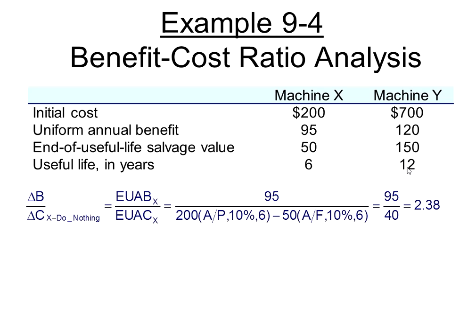So one way to do it is to look at the equivalent uniform annual benefit to cost. First we're going to compare machine X to do nothing. Why? Because machine X has a lower initial cost than machine Y. So the increment is going to be Y minus X. But first we also want to compare X to nothing to see whether it's worth going with X versus doing nothing.